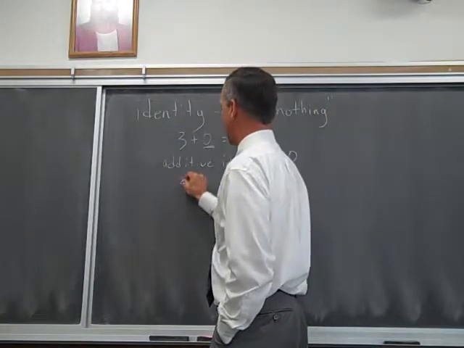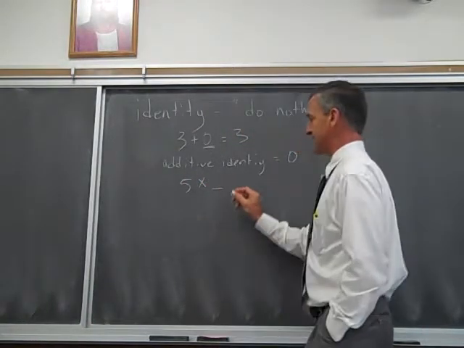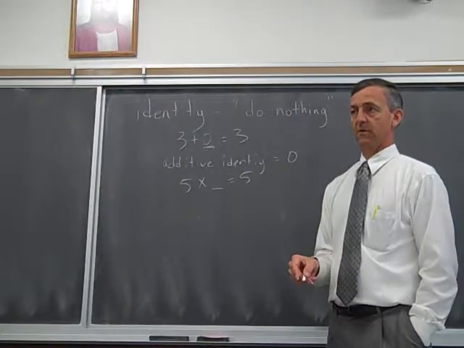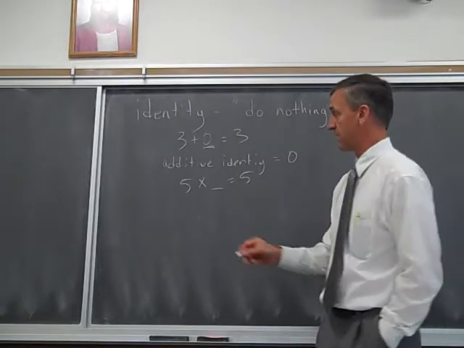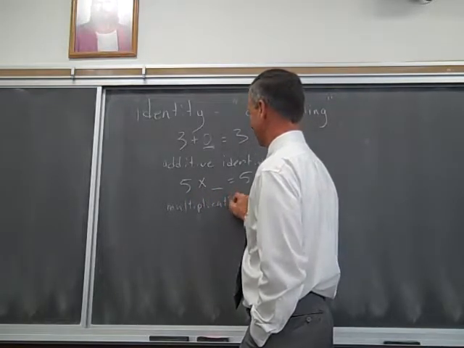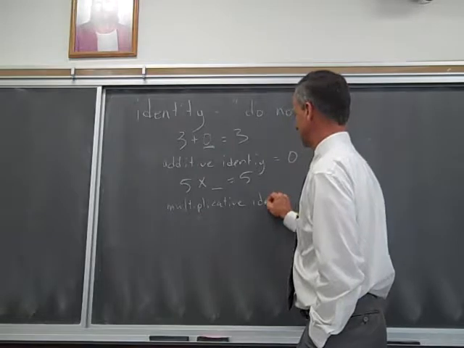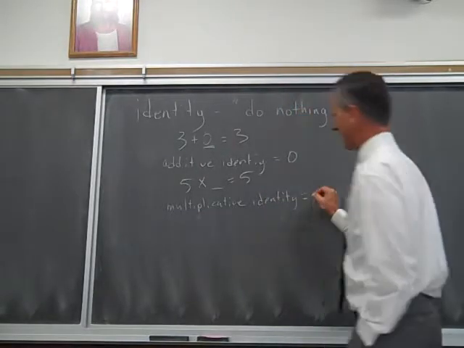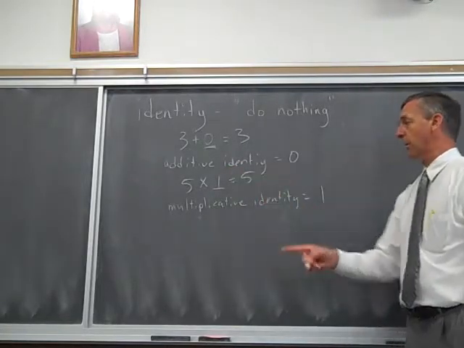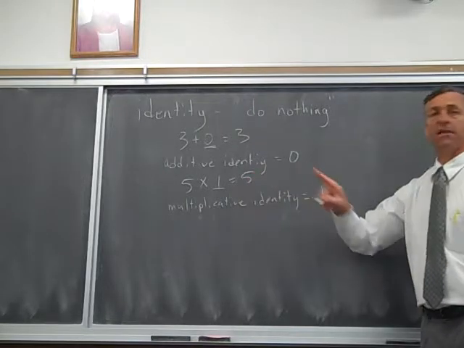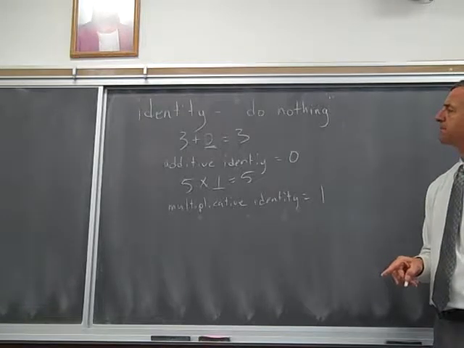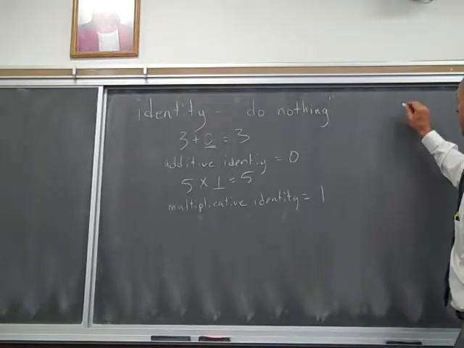What about this? 5 times the identity does nothing. So the do nothing for multiplication is what? Equals 1, right? I can take any number I want, multiply it by 1, and it does nothing. Okay? That's identity. Now, inverse.